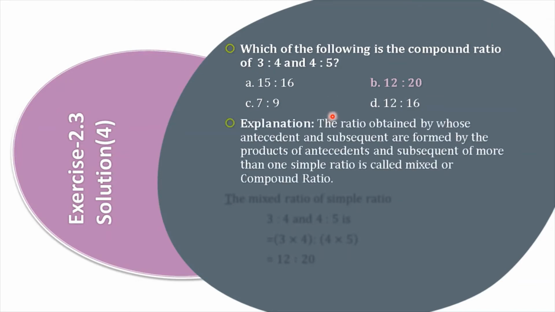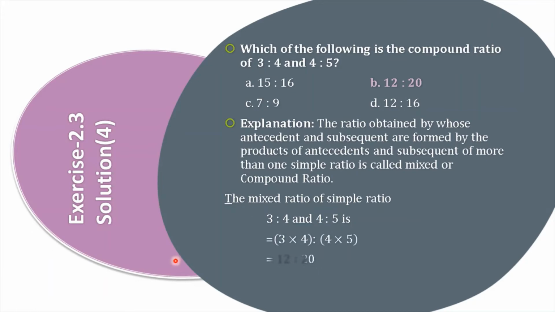This is the explanation. The ratio obtained whose antecedent and subsequent are formed by the products of antecedents and subsequent of more than one simple ratio is called mixed or compound ratio. That is the definition of mixed or compound ratio. As you can see, we have to find out this mixed ratio of the simple ratios 3:4 and 4:5.